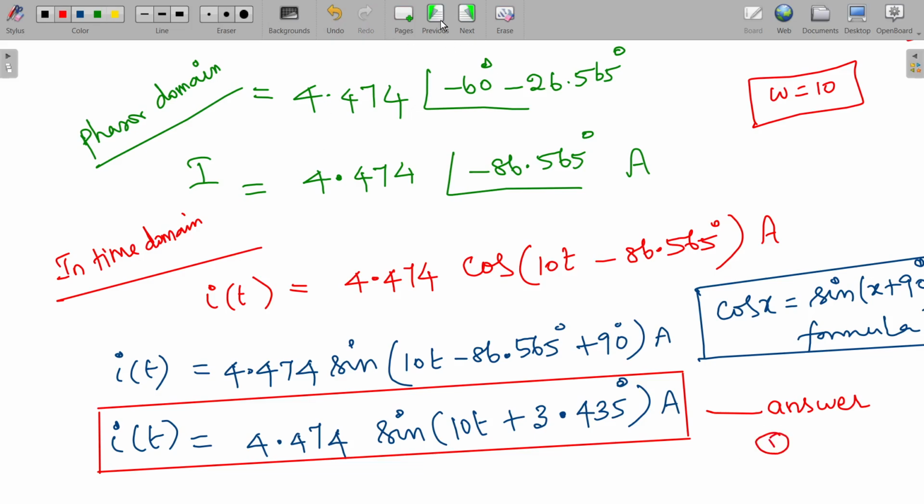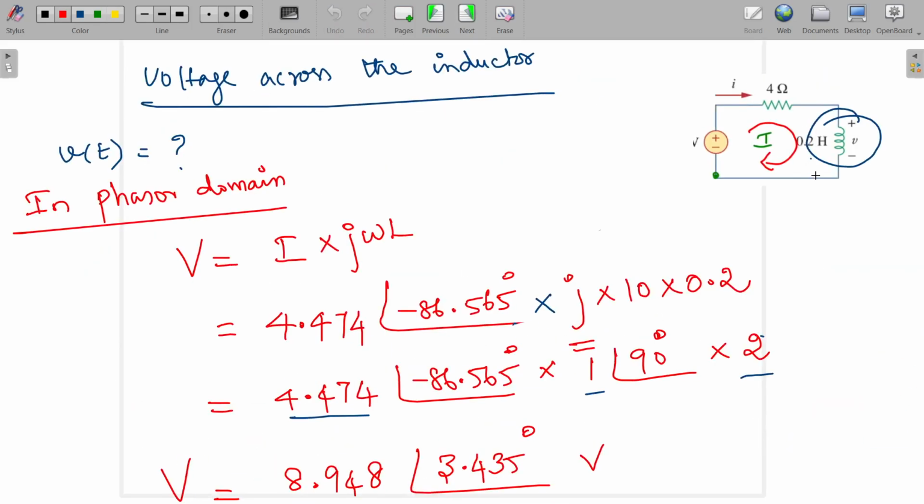Now we are moving on to the second one, that is to find this V of t. So we need to find the voltage across the inductor here. In the phasor domain we can write this V as capital V, which is equal to the voltage across this inductor, isn't it? That is the current I multiplied by the impedance. The impedance can be written as j omega L. That is the impedance of this inductor. The I we already know in the phasor domain: 4.474 angle minus 86.565 degrees.